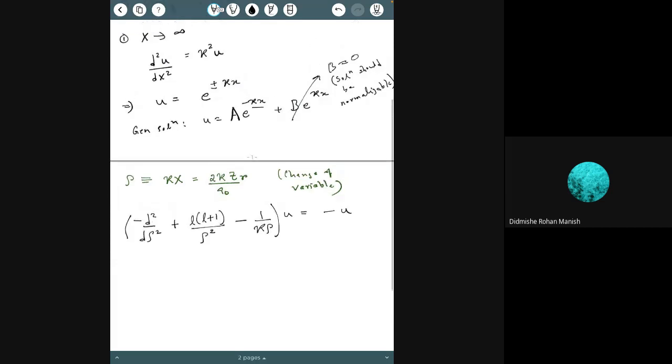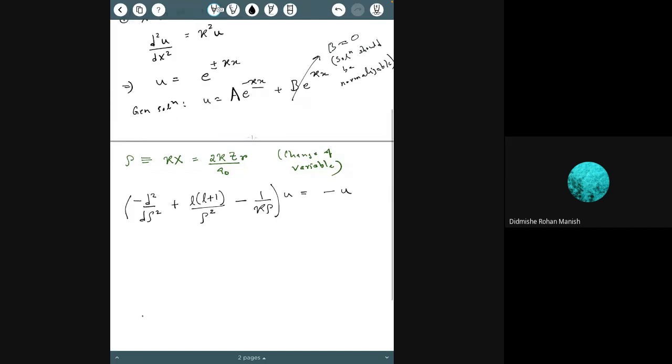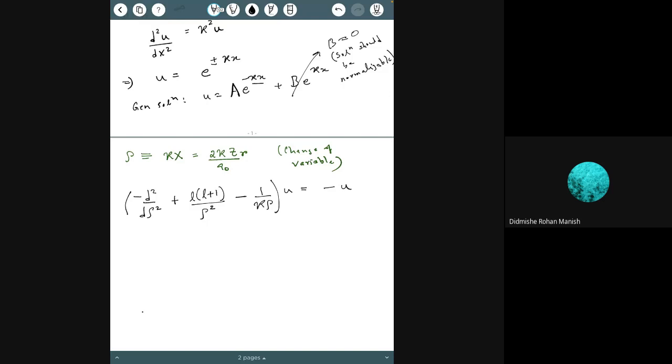Okay, it's not like you can guess it all the time. But here the idea was to remove the kappa as far as possible and isolate it into some sort of simple term where there is only kappa. Okay. And then once I've changed the variables, I can again look at one of the limiting solutions, that is rho tending to infinity, which is basically the same as x tending to infinity. And then I get u is equal to e to the power plus minus rho. I mean, that is straightforward.